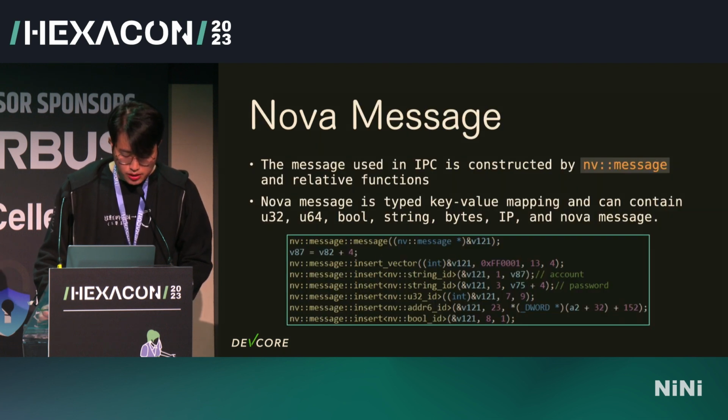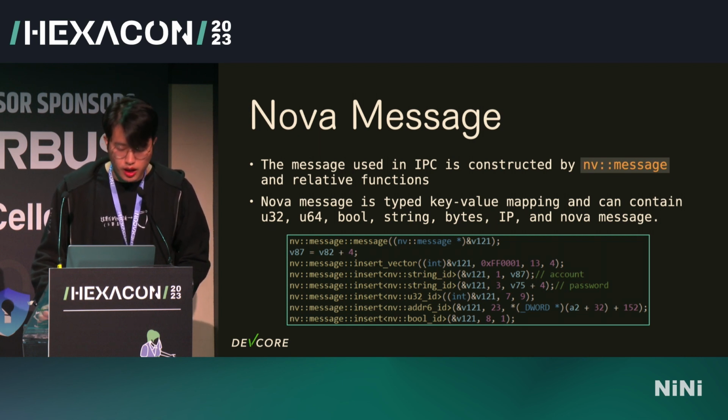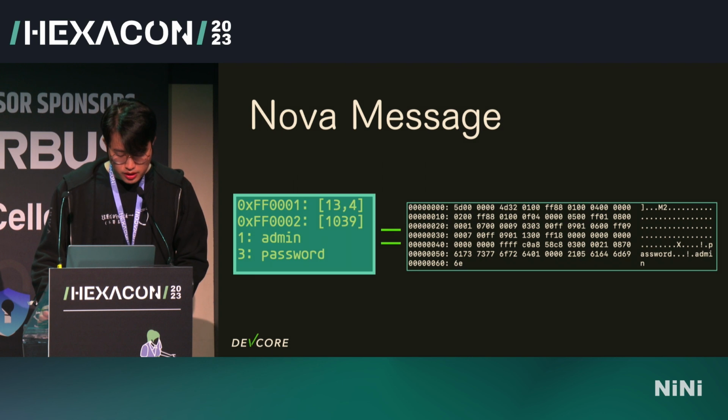And the message used in IPC is constructed by NV message and the related functions. Nova message is a typed key-value mapping and can contain various types and also another Nova message, so it can be nested. That's why there are so many DoS in various components, because they fail to properly handle the nested case. And because the JSON format of the Nova message is deprecated, we only talk about the binary format today.